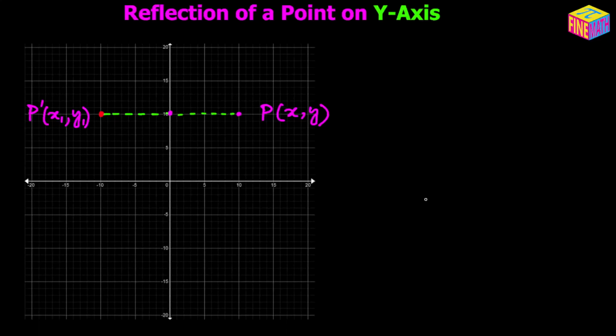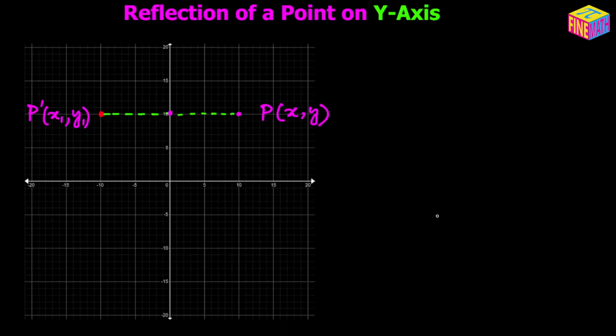Now, since it is a reflection, you can assume that the y-axis is like a mirror. We are taking a reflection on the y-axis. So if the y-axis is the mirror, from the theory of reflection of light in physics, we know that the distance of the object from the mirror and the distance of the image from the mirror are equal.